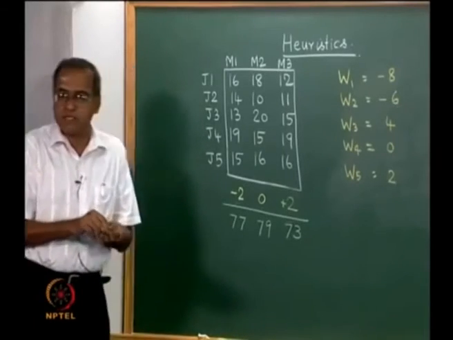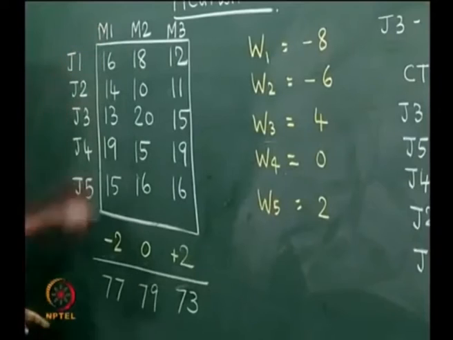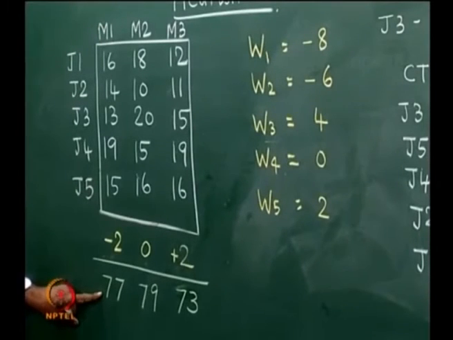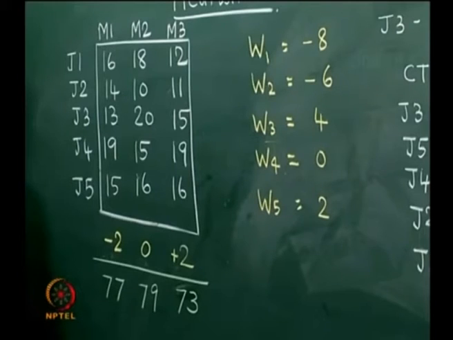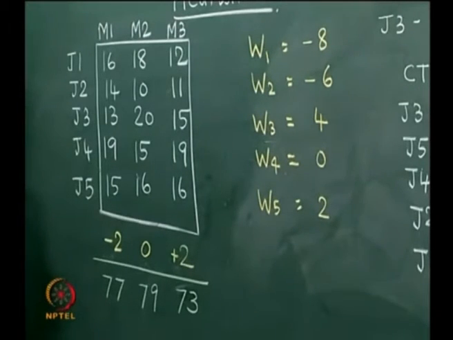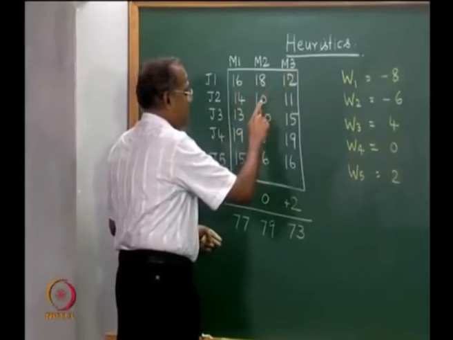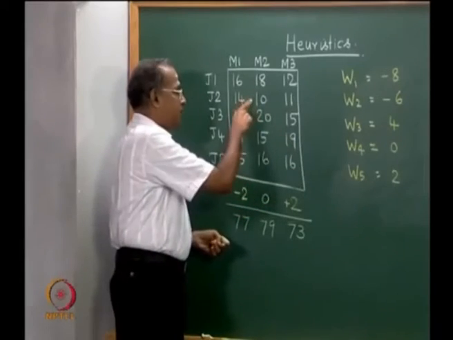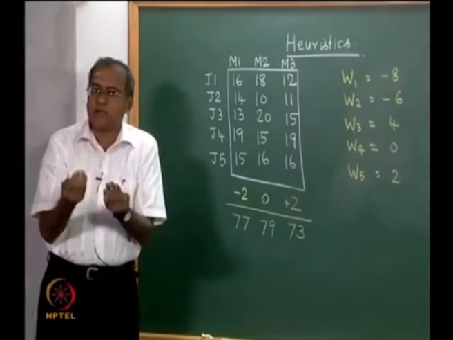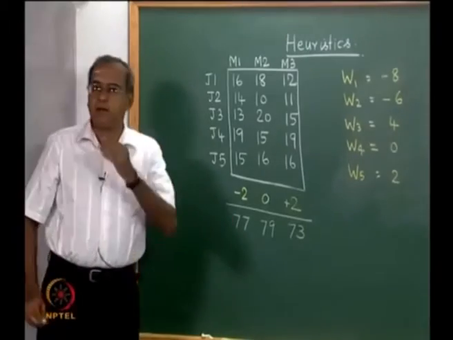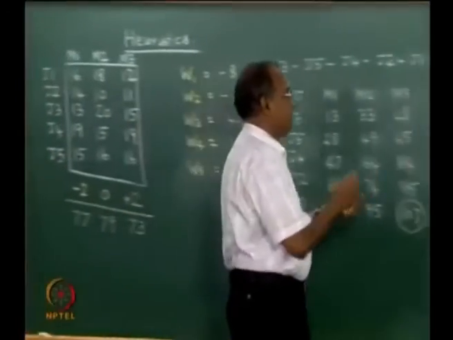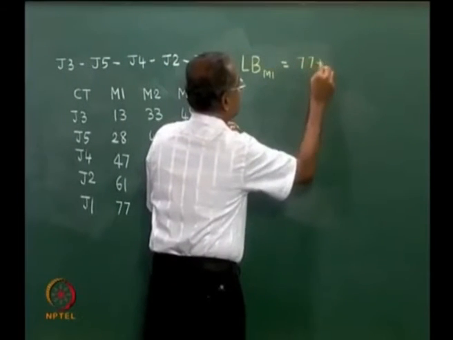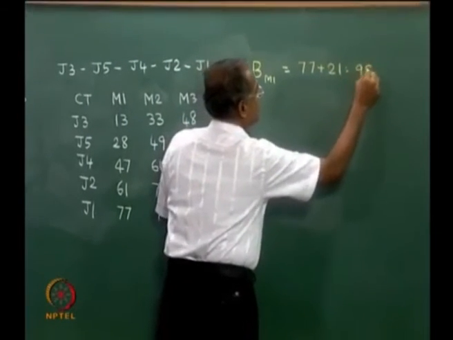So, the lower bound based on each of these is: M1 alone requires 77 time units, but then the last job on M1 has to go to M2 and M3. So, the minimum additional time that we require is the minimum of these sums: 30, 21, 35, 34, 32, 21. 21 is the minimum. So, the minimum additional time required is 77 plus 21. So, the lower bound based on M1 is 77 plus 21, which is 98.